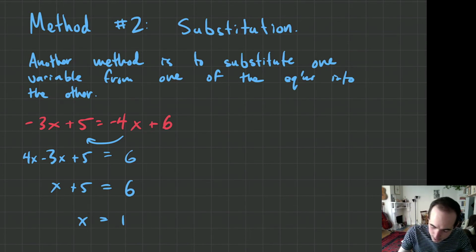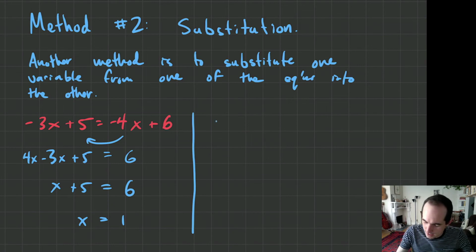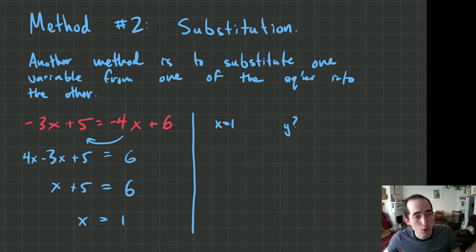It's close to being the solution. So x equals 1. What about y? What's y equal to? Remember, we have to solve for both x and y. The idea here is that we have two equations and two unknowns. We've solved for one of the unknowns, or one of the variables. So let's see if we can figure out what the other variable is.